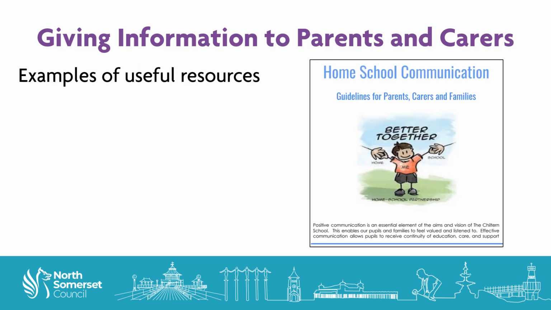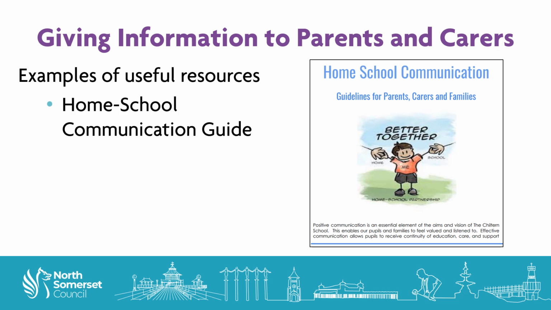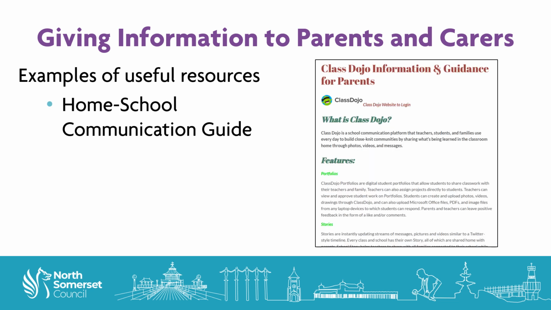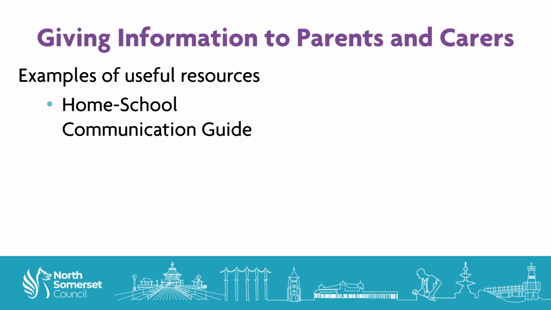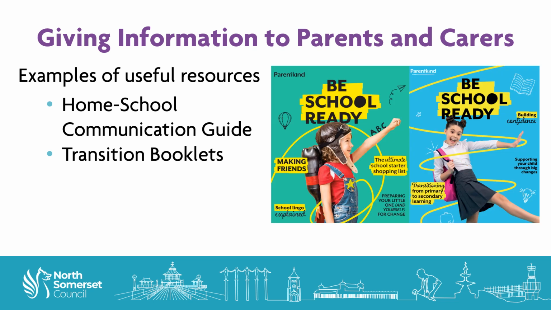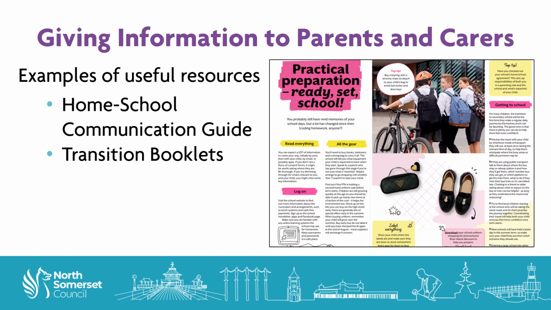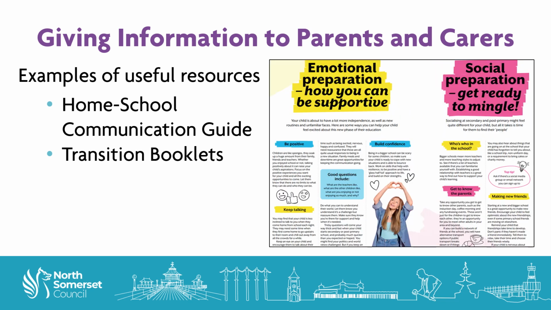For example, there are pre-written guides for parents with communicating and gathering information from schools, including where parents will hear about school trips, homework, or how to inform school about absences. There are also specific booklets and pamphlets that we can direct parents to, which help them prepare for transitions. For example, the Parent Kind School Ready guides for primary school and secondary school. Both of these include top tips about practical things like measuring for uniform and social and emotional things like making friends and coping with change.